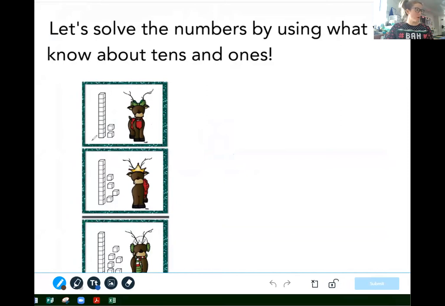So let's look at this first one. We know that one stack is a 10. So I have 1 10, and how many ones? 2 ones. So what's that number? 12. All right, not too bad. Let's look at the next one. I see how many tens? 1 10. And how many ones? 1, 2, 3, 4. What's the number? 14. Awesome.